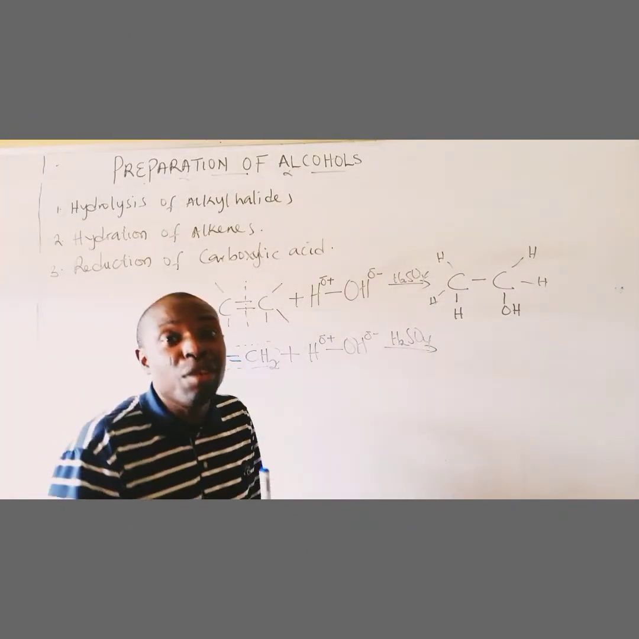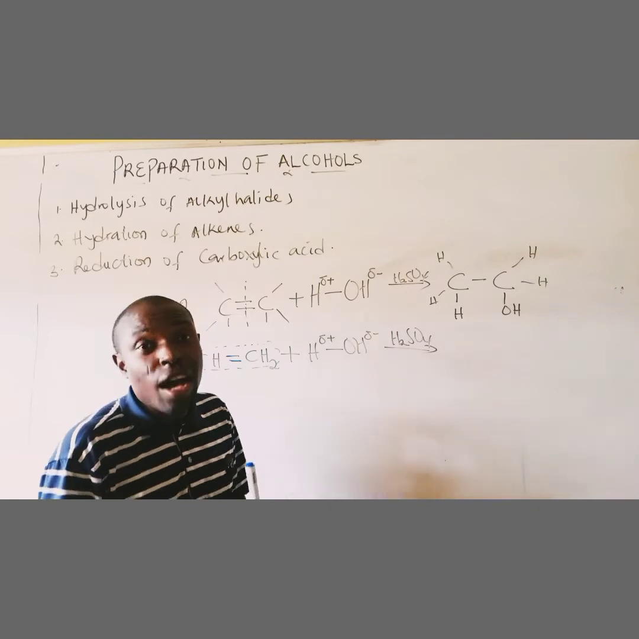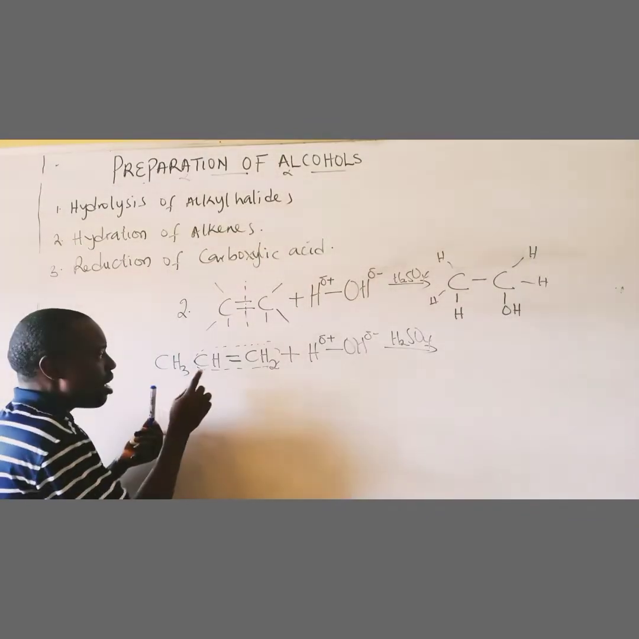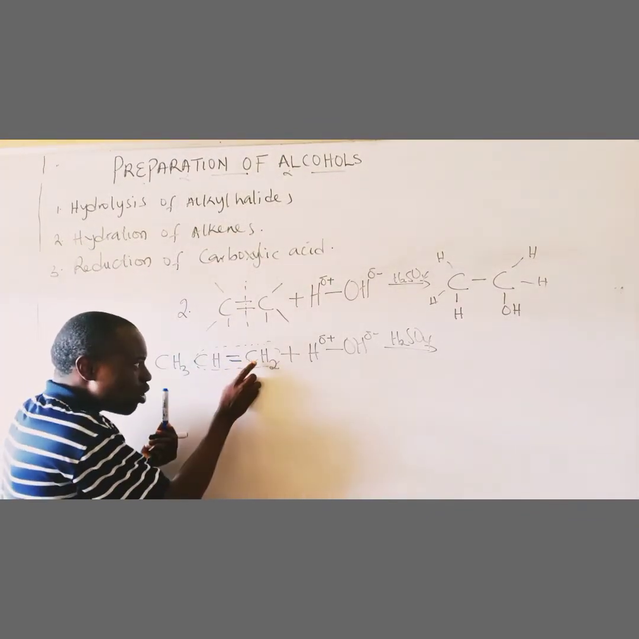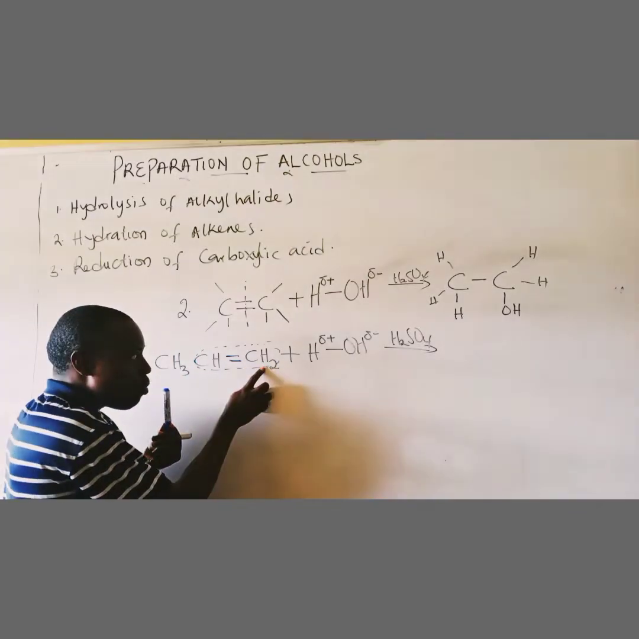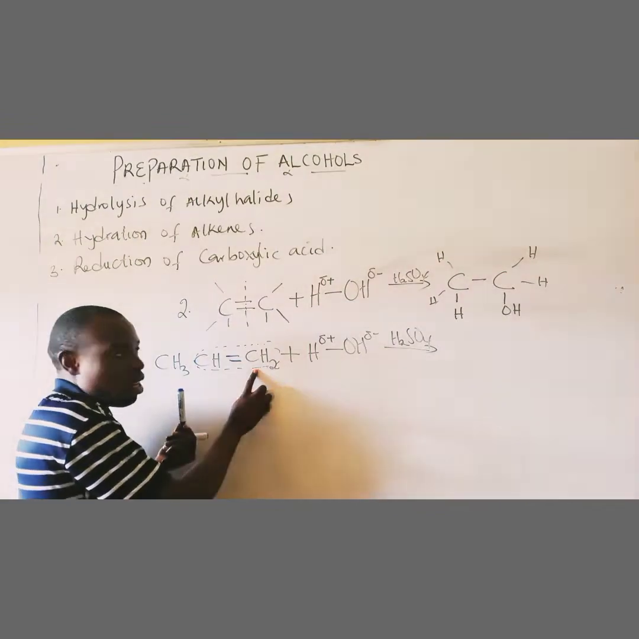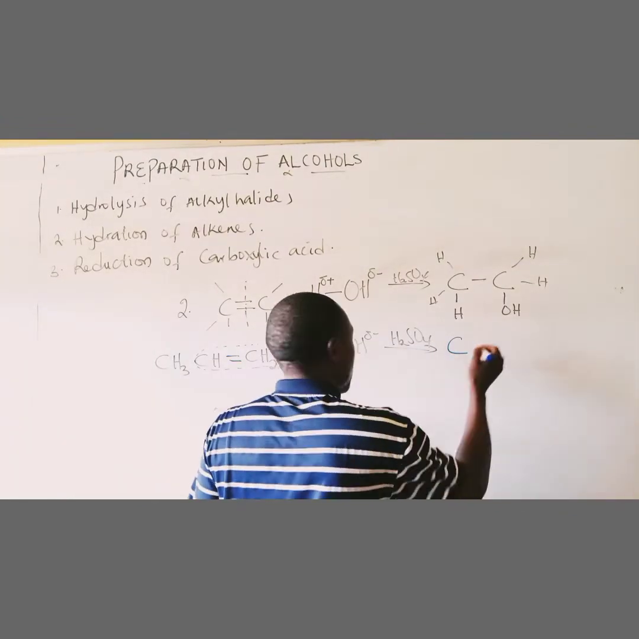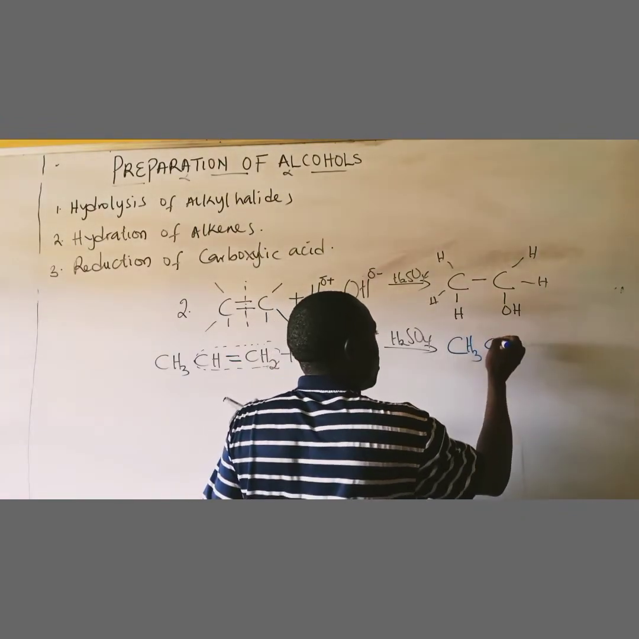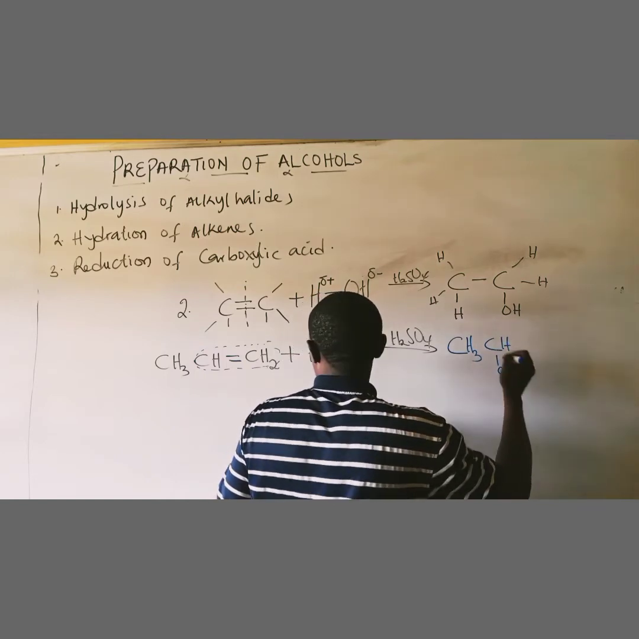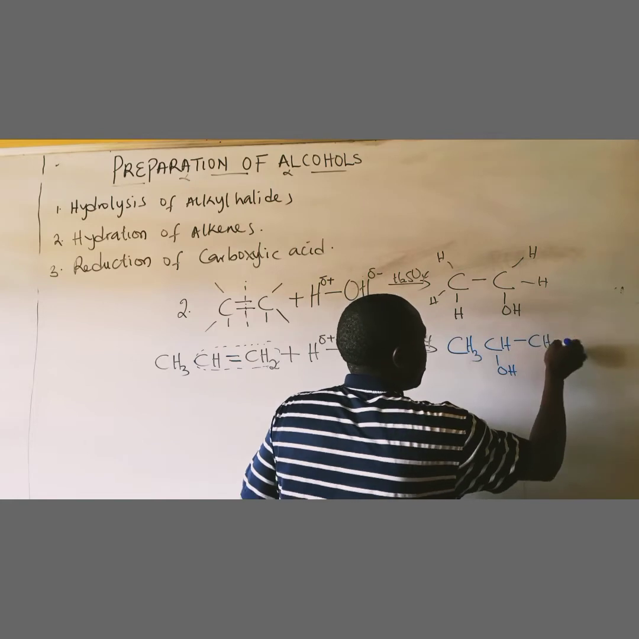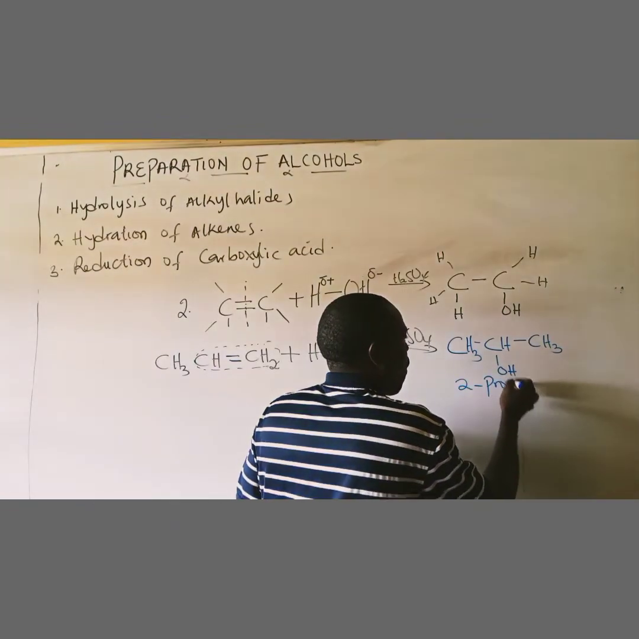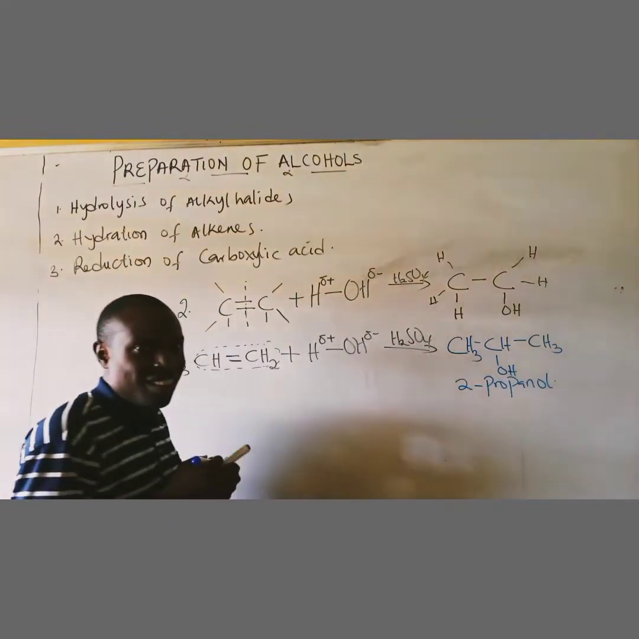So for those who have, more is given to them. For those who don't have, the little that they have will be taken away from them. So look at it here. This carbon has only one hydrogen atom, but this other carbon has two hydrogen atoms. So it means this one will be the one to carry this hydrogen, and the OH goes to the one that has fewer hydrogens. So simple. So here we have CH3, CH, then OH, and here is CH3. And on that note, I'm going to call it 2-propanol. See how easy it is.